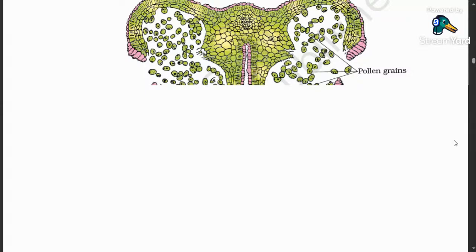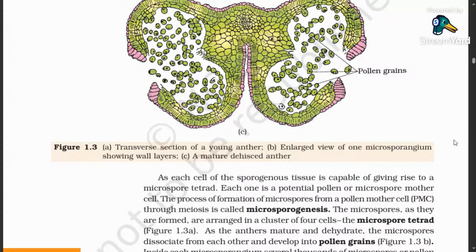As each cell of this porogenous tissue is capable of giving rise to a microspore tetrad, each one is a potential pollen or microspore mother cell. The process of formation of microspores from a pollen mother cell through meiosis is called microsporogenesis. The microspores, as they are formed, are arranged in a cluster of four cells, the microspore tetrad.